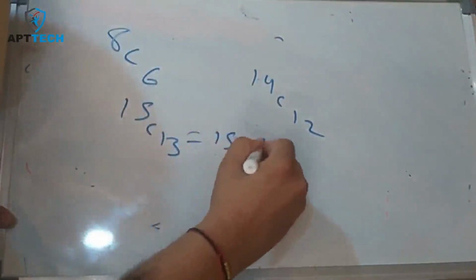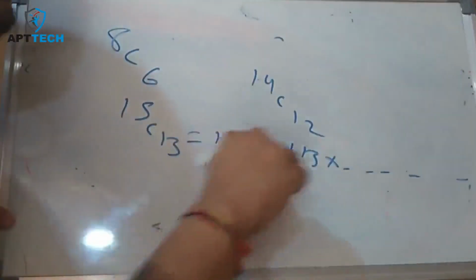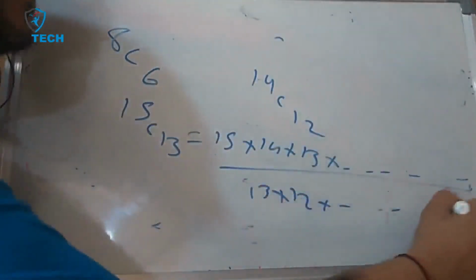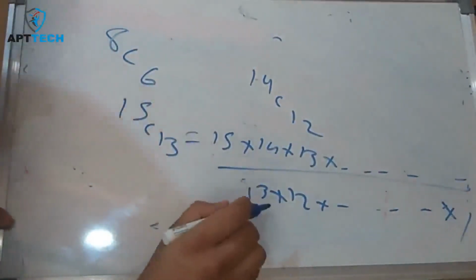The point which I want to stress is that it is very difficult to write 15 up to 13 places back upon 13 into 12 into dot dot dot into 1. This is a calculation harakiri. This is calculation lengthiness. So we have a base reduction approach.